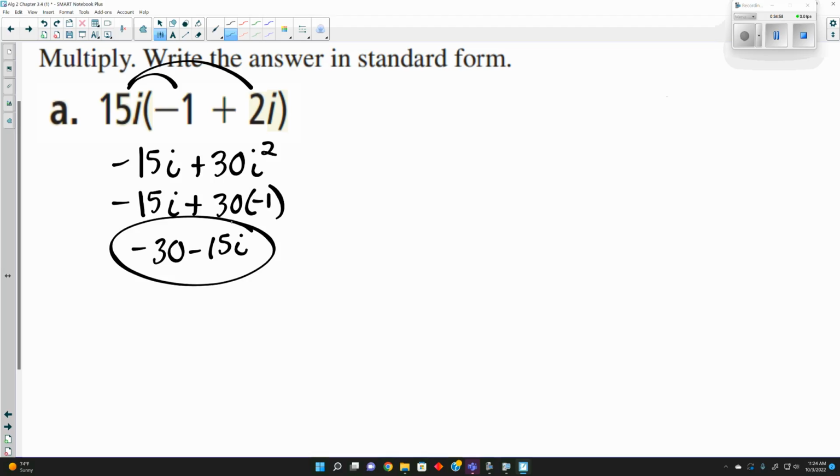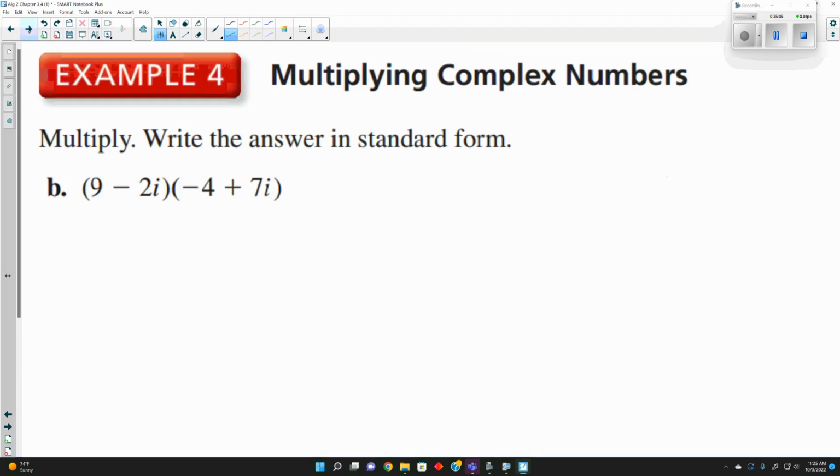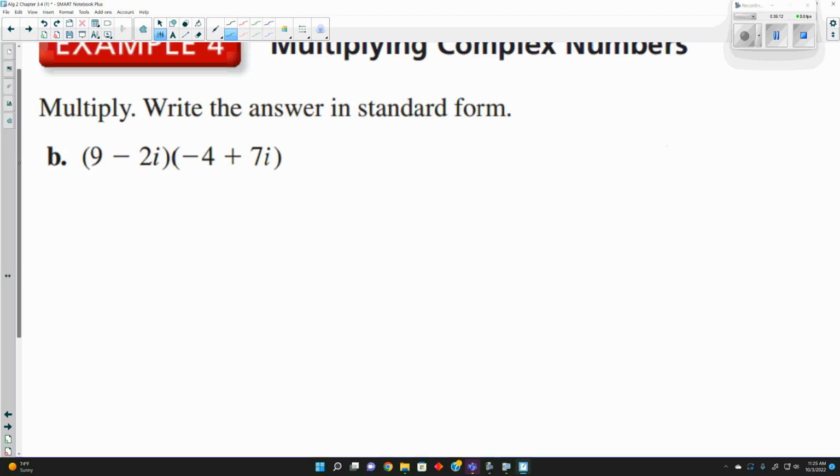Any questions on any of this here? Are we ready for the next one? Well, 9 minus 2i times negative 4 plus 7i. Again, just like we've been doing with x, we can distribute this. So we can say 9 times negative 4 is negative 36. 9 times 7i is going to be plus 63i.